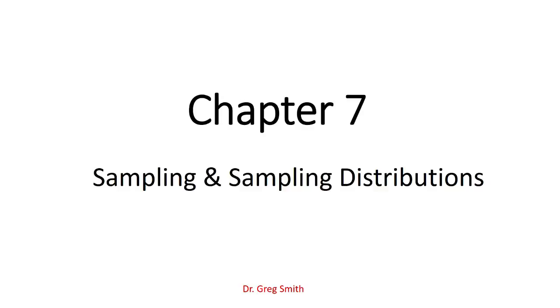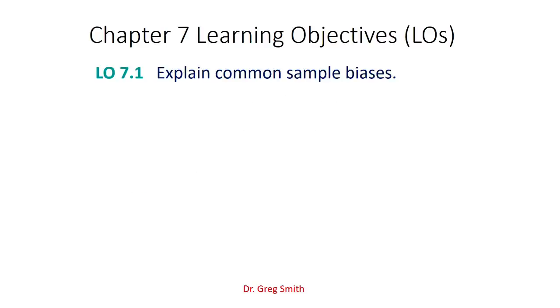Hello and welcome to Chapter 7, where we're going to study sampling and sampling distributions in our business statistics course. We're about to enter into the inferential side of statistics, where we start drawing samples from a population and seeing what kind of story they can tell about the population's parameters. And it all starts with the appropriate sampling methods.